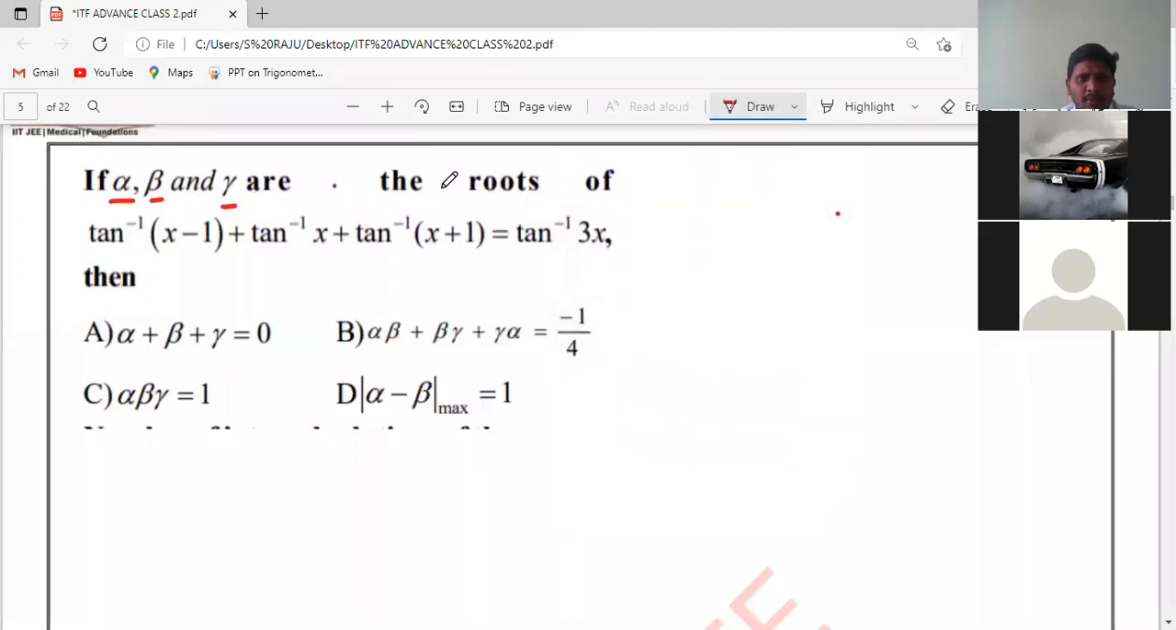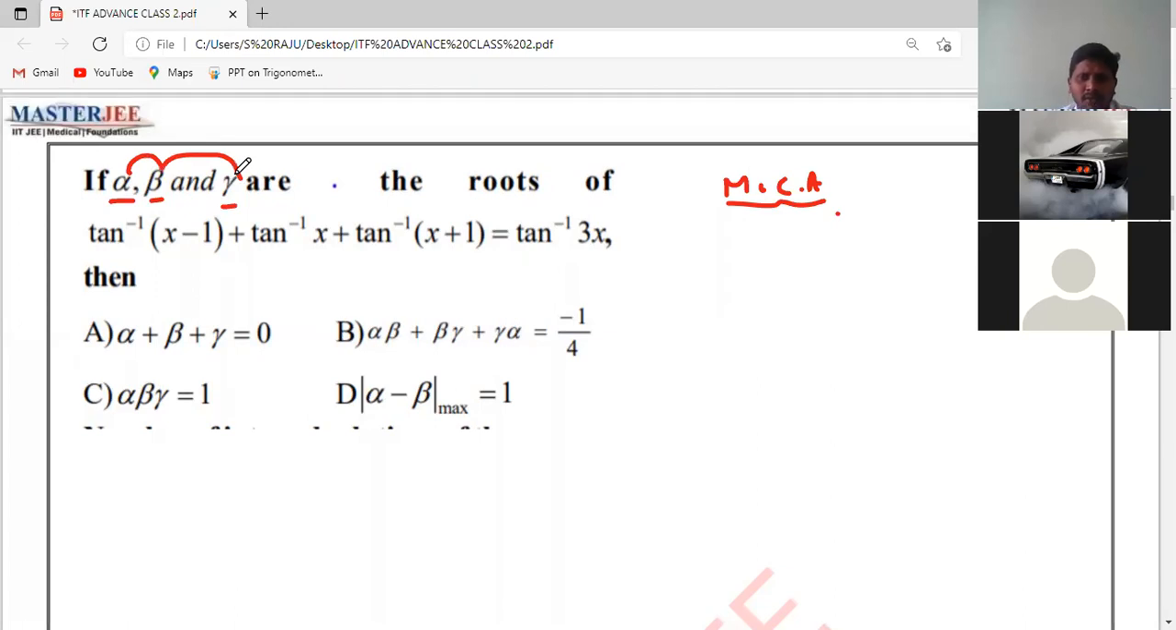Alpha, beta, gamma are the roots of this equation. There are 4 different cases given. I think this is a multiple correct answers question, right? Let's see. First, I need to find the alpha, beta, gamma values. The roots are nothing but, if we simplify this, we get a cubic equation, so that is why they gave alpha, beta, gamma. You have to think that it will give a cubic equation. Now we need to find the cubic equation.